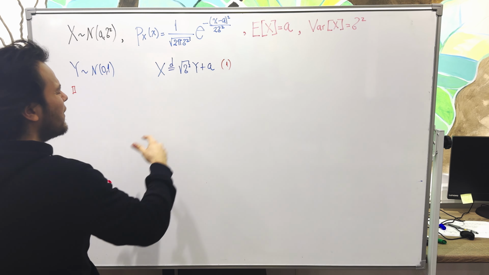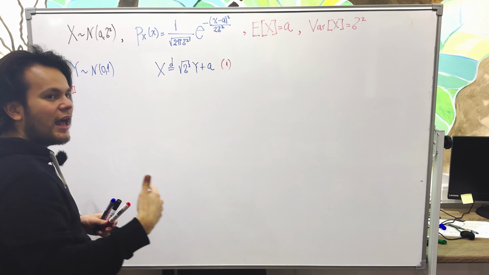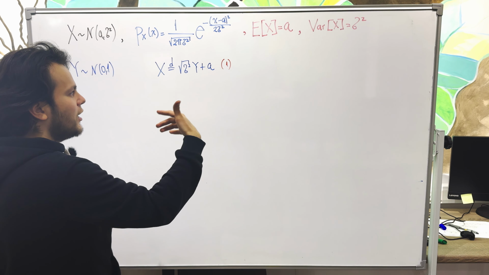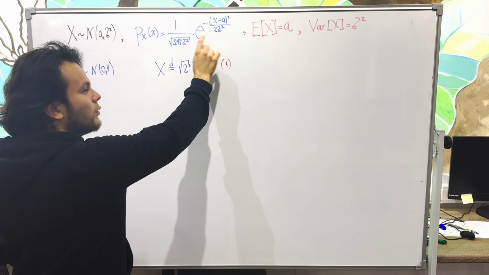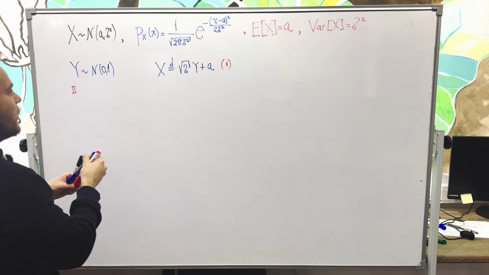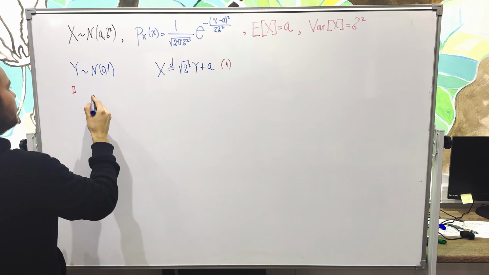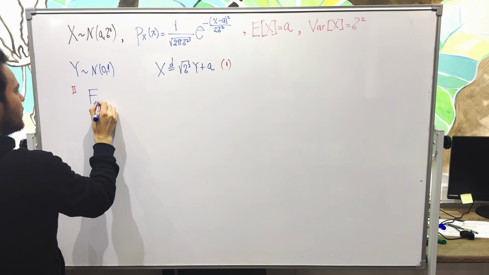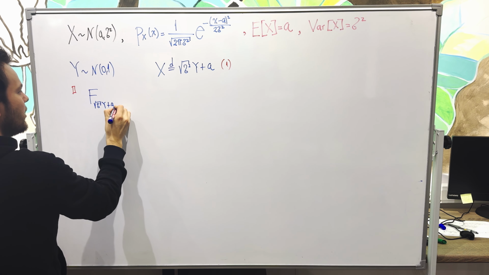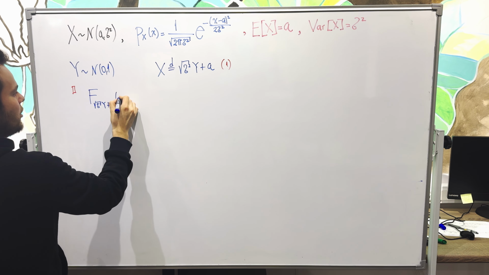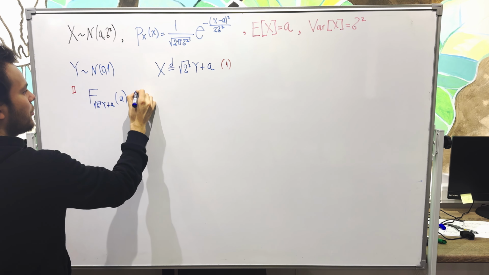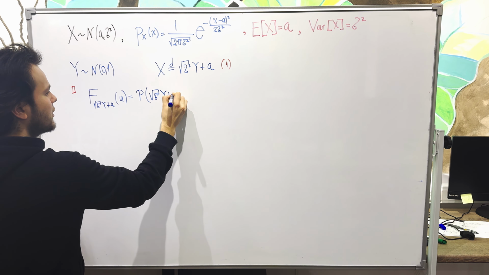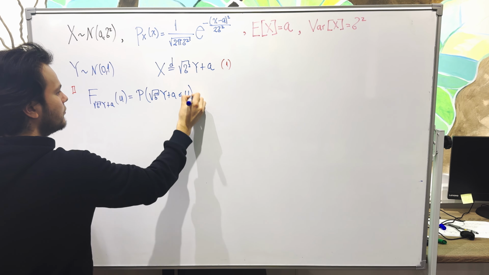So I need to find the CDF of this, and then I need to find the derivative of that, which is going to be the PDF, and I need to prove that that PDF is going to be equal to this. So I have that the CDF of this random variable, the square root of sigma squared times y plus a, at the point, let me say, u, is given by the probability that the square root of sigma squared times y plus a is less than or equal to u, okay?